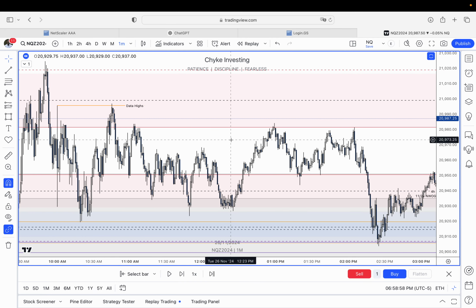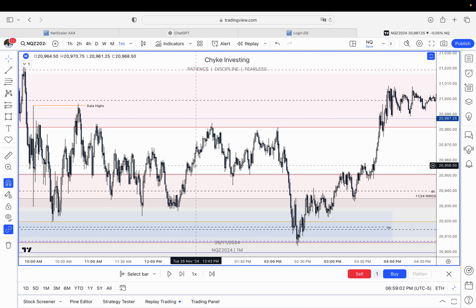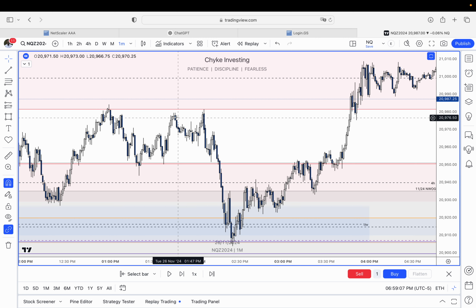Just because the 2 p.m. news is coming out, we've already done a lot this morning. We've taken out both sides of the liquidity. Probably just going to gyrate until 2 p.m. Right, and this is the real 22 model move of the day right here.